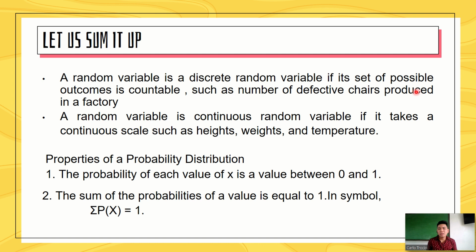Properties of a probability distribution: the probability of each value of x is a value between 0 and 1. And if you sum all the probabilities, it should always be equal to 1. That's it for our lesson number 1, random variables and discrete probability distribution. Thank you so much.